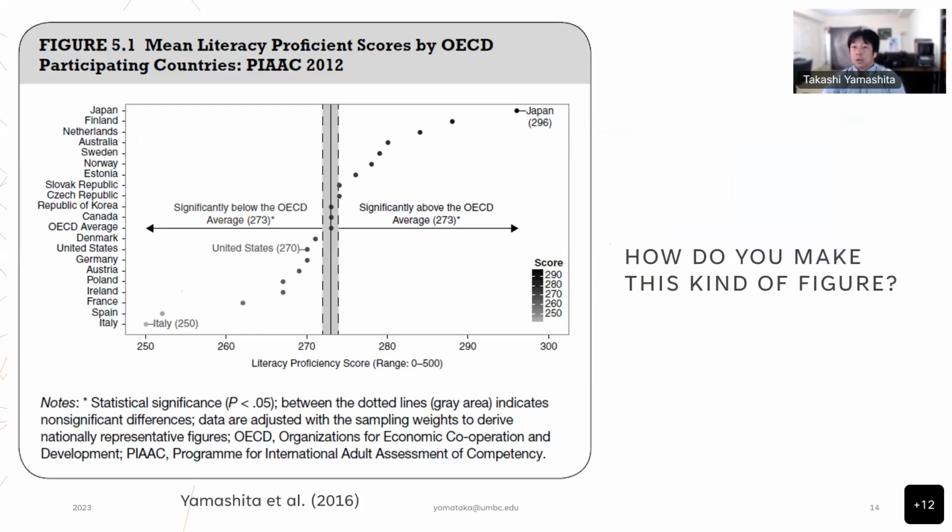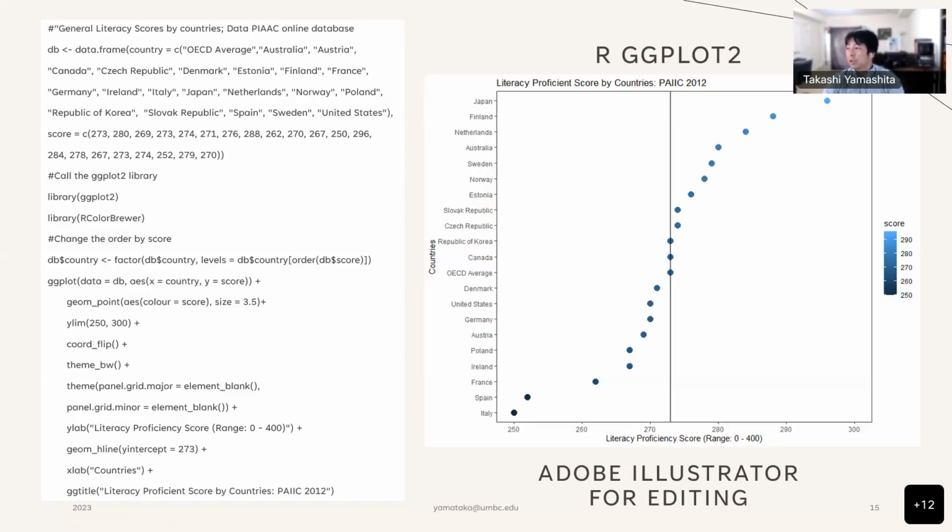And this is actually one of the figures I created a while ago. And so this is how I did it. I wrote these R syntax, R statements, including the data points. And I used a package called ggplot2, and then also the RColorBrewer. And if you execute this command, you can create something like this.